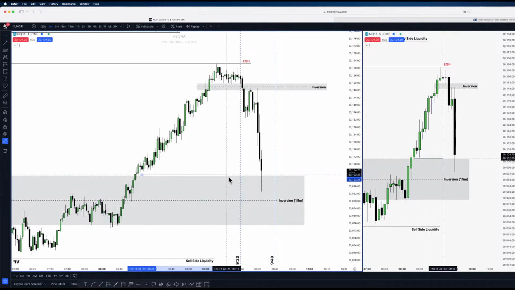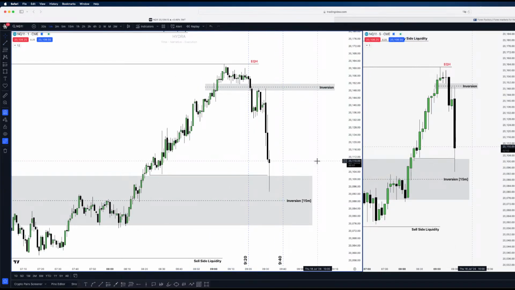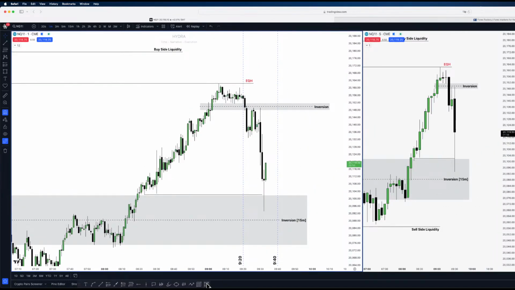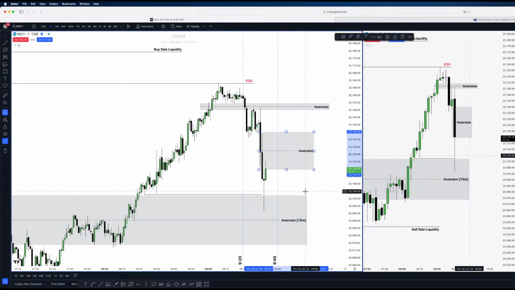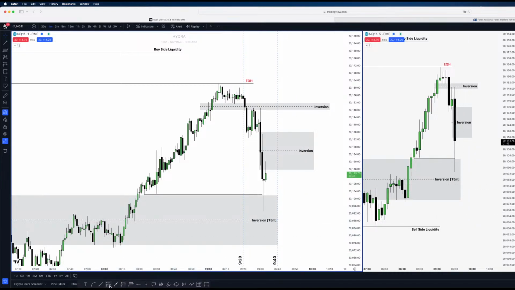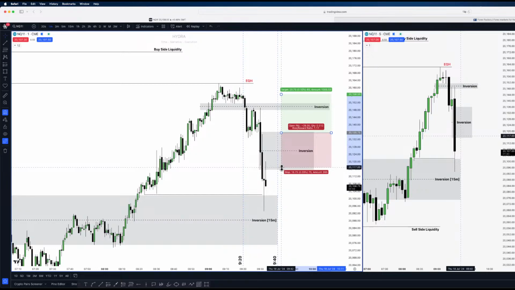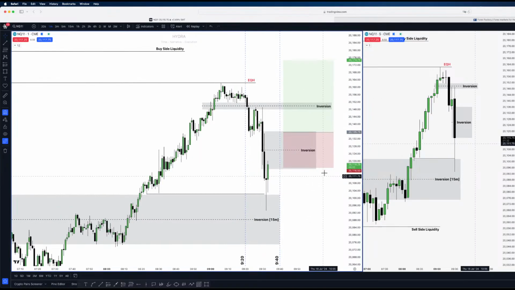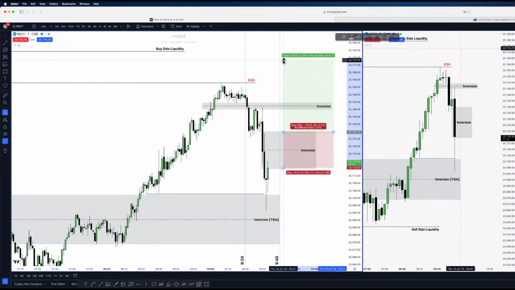Yes, we are at the OTE of the range. Do we have inversion? Yes. I can use both of the fair value gaps. If price closes above, I can go for a long from here, with a stop if price is violating this. Risk 385. Okay. So looking for this scenario here.